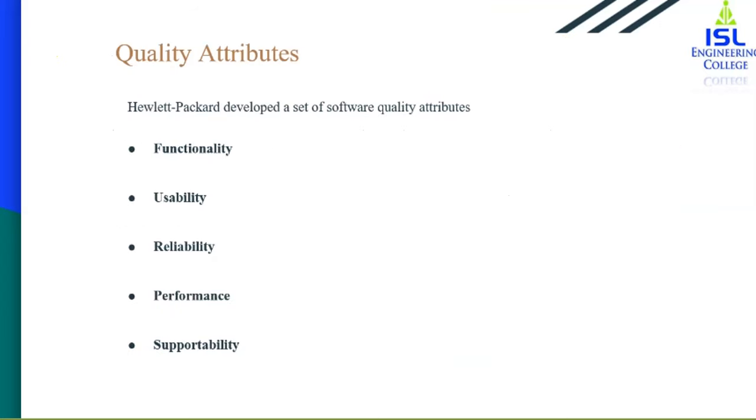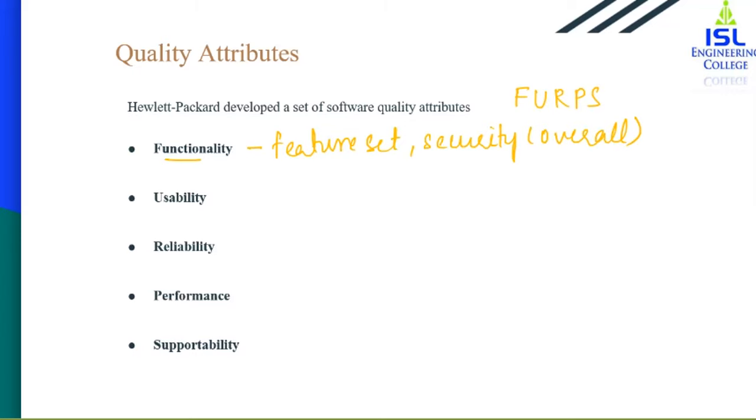The next is different quality attributes. Within the quality attributes, Hewlett-Packard developed a set of software quality attributes called FURPS. That is the acronym for functionality, usability, reliability, performance, and supportability. What is functionality? Functionality tells you the entire feature set, the different capabilities of the software that it can perform. And security means the overall security of the software. That is functionality.